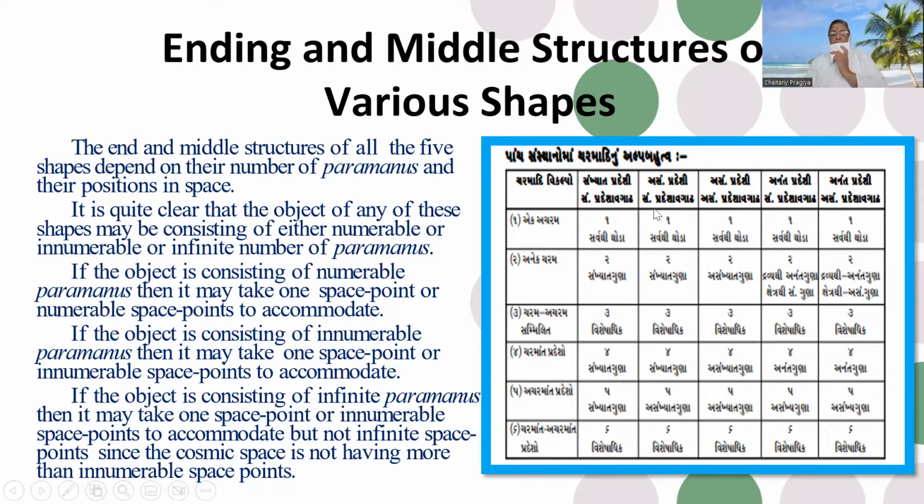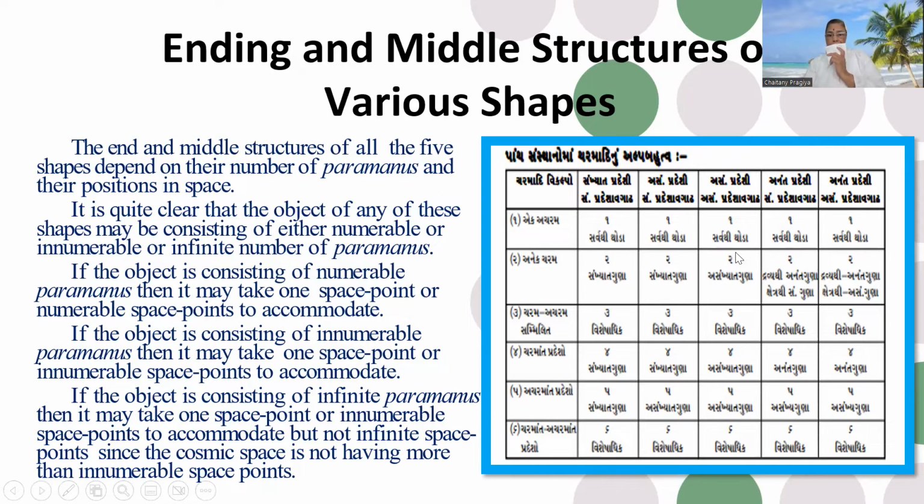If they are located in one space point only, then they have no acharam. It means that they have no middle part. They just have an ending. And if the same structure, which consists of innumerable points or atoms, is spread throughout the innumerable space points of the cosmos, then they can be said to have what we call ek acharam.